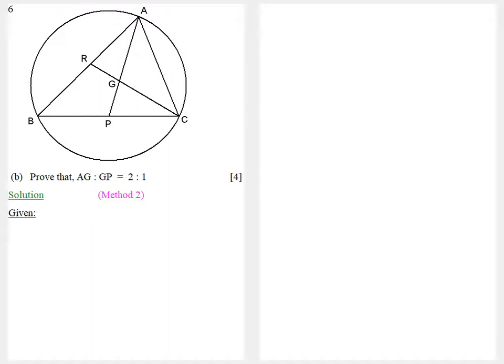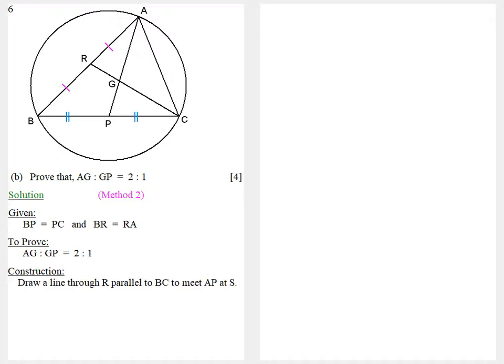We are given that P is the midpoint of BC, so BP is equal to PC, and we're given that R is the midpoint of AB, so BR is equal to RA. We want to prove that AG to GP is 2 to 1. Now we're going to have to do a construction. Draw a line through R parallel to BC to meet AP at S.